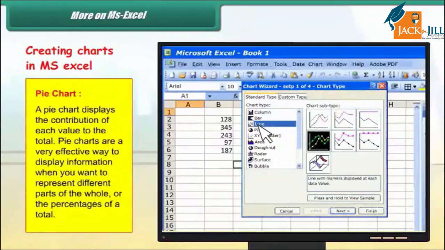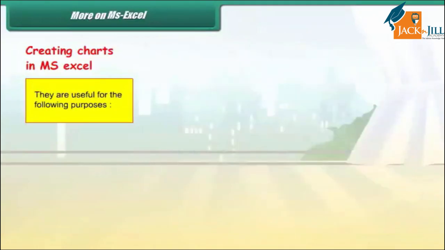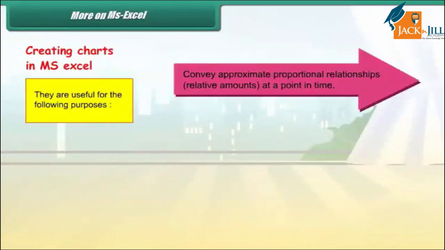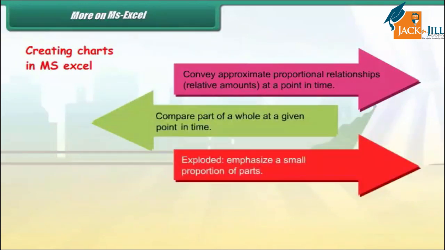Pie chart. A pie chart displays the contribution of each value to the total. Pie charts are a very effective way to display information when you want to represent different parts of the whole or the percentages of a total. They are useful for the following purposes. Convey approximate proportional relationships or relative amounts at a point in time. Compare part of a whole at a given point in time. Exploded, emphasize a small proportion of parts.